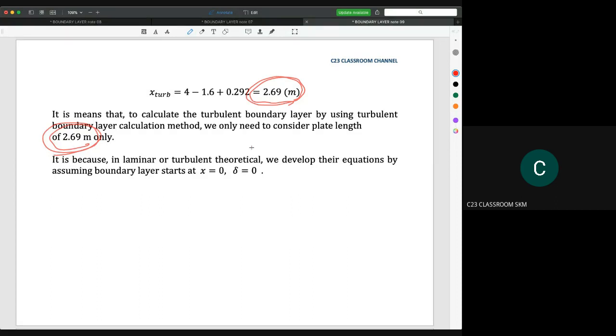So this length is very critical. You need to get it because in laminar or turbulent theory, we develop their equations by assuming the boundary layer starts at x equal to 0 and delta equal to 0. This is the basic idea in the development of the boundary layer equation. So that's why we need to know the starting point of the turbulent boundary layer.